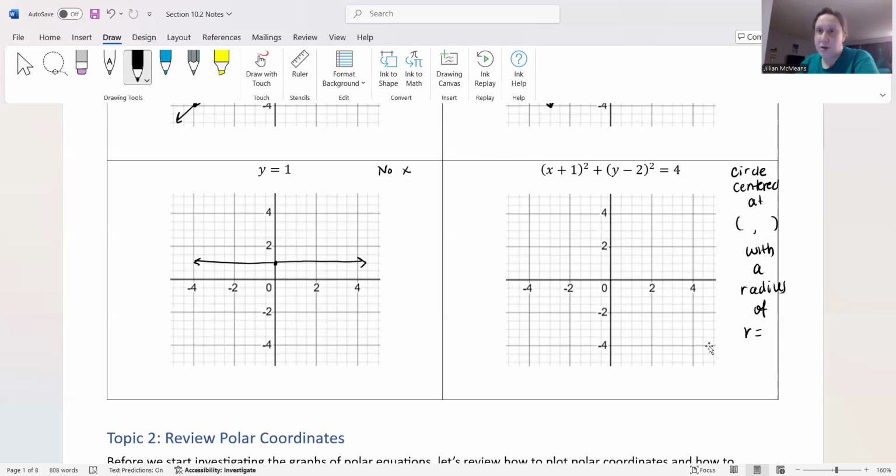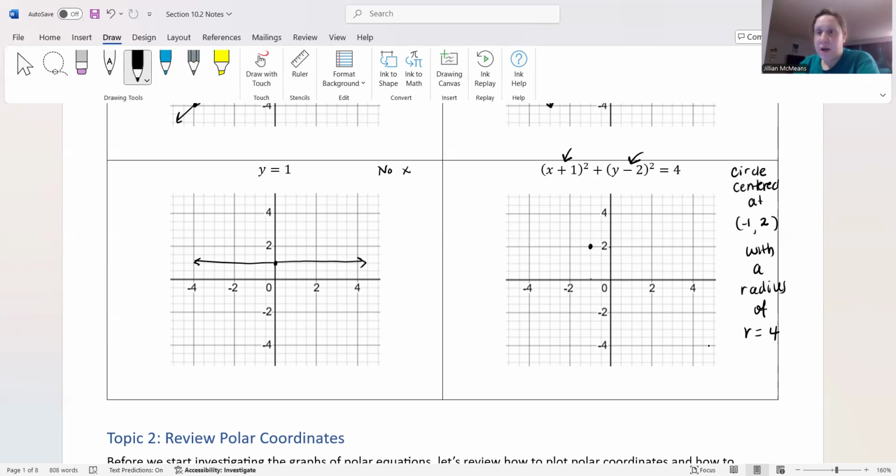So when you have a circle in this just super standard format right here, whatever is being subtracted from x is the x coordinate of the center. Whatever is being subtracted from y is the y coordinate of the center. So our center here would be -1, 2, and we have a radius of 4. Okay, so we could pretty easily plot this or draw this, sketch it, we'll say. So we want to find our center first. So that is at -1, comma 2. So we go back 1, up 2.